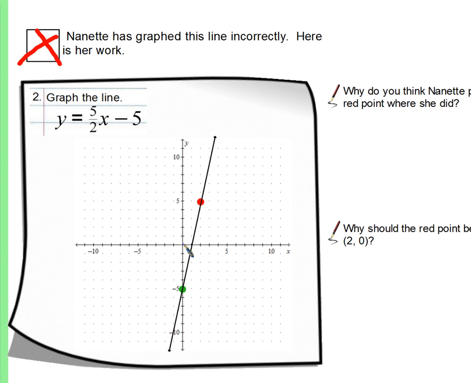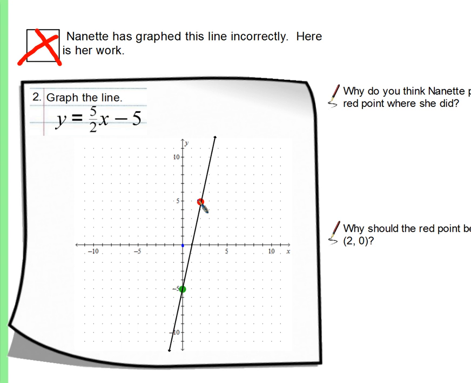Well, that sounds like a memory thing, right? Well, she also doesn't know rise over run, because if she tried to check it with rise over run right there... She does know rise over run. She knows up 5 over 2. She went up 5 and she went over 2. The reason she did it, as you just said, is she started here and went up 5 and over 2.